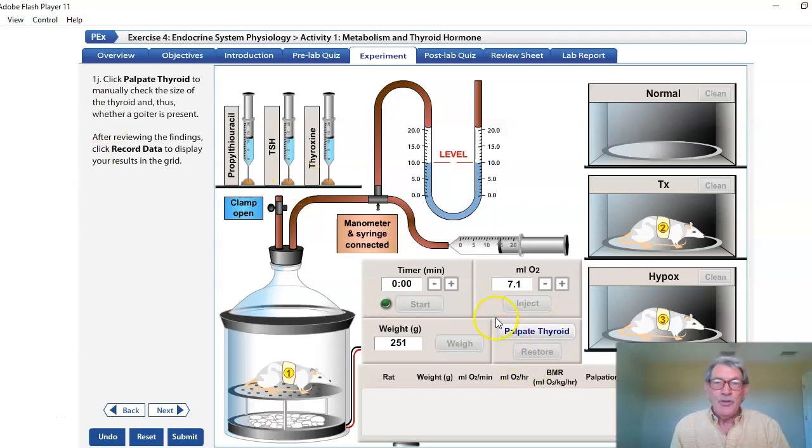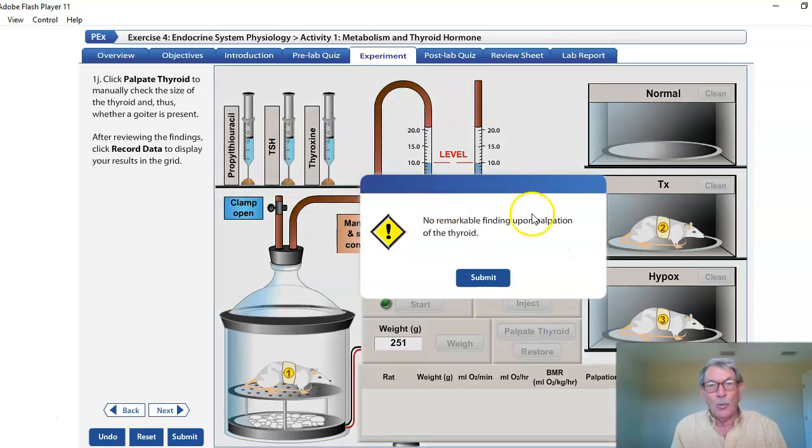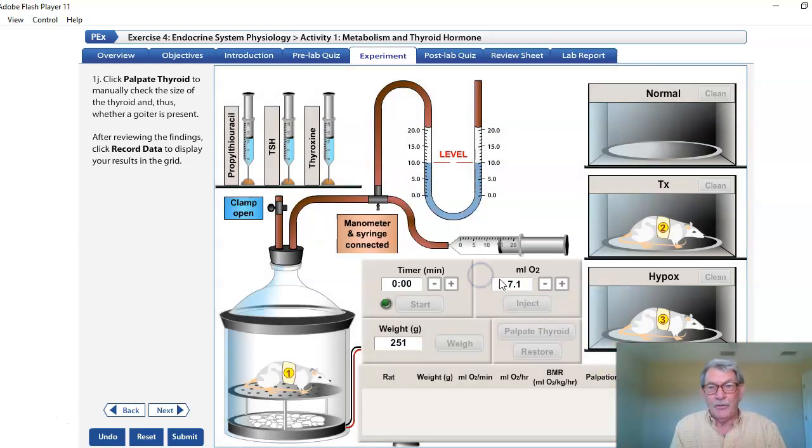Now I'm going to check his thyroid to see if he's got a goiter. Would you expect a normal rat to have a swollen neck from an overlarge thyroid? Of course not. So I palpate, no remarkable finding. In other words, he doesn't have a goiter. Okay, I'm going to submit that.